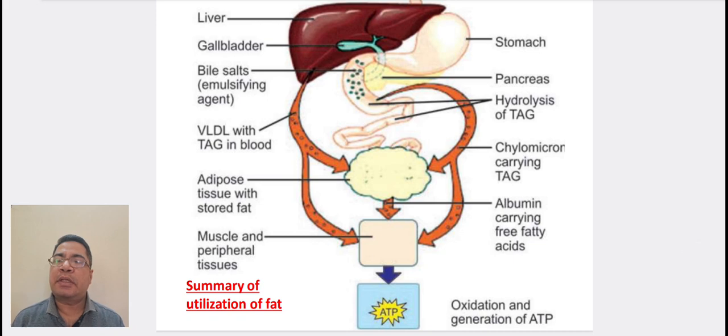In this diagram, we can see a summary of utilization of fat. First, fat from the liver is converted into VLDL with triacylglycerol in the blood, and is sent into adipose tissue, muscle and peripheral tissues, and finally leads to oxidation and generation of ATP. The second part includes fat from the duodenum, which is hydrolyzed as triacylglycerol. It enters the adipose tissue, muscle and peripheral tissues and finally leads to generation of ATP.